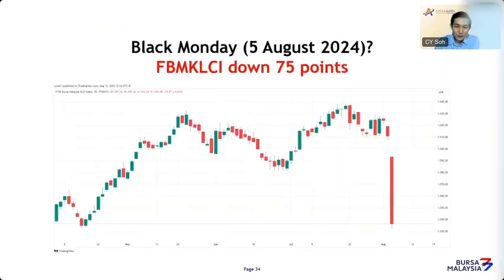Now, I believe you may have some memory of what happened over the past 30 days, on 5th August 2024. Does anyone still remember what happened that day? It was a Monday, which the news probably called Black Monday. FBMKLCI was down by 75 points. Not just in Malaysia, in fact it was worldwide: Japan, Hong Kong, UK, US. It was a Black Monday for everyone. There was no chance for you to sell or get out from stocks. If you wanted to get out, you needed to sell at a very unfavorable price, sometimes many levels down.